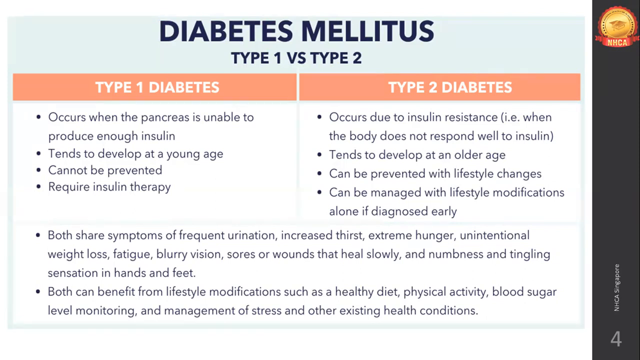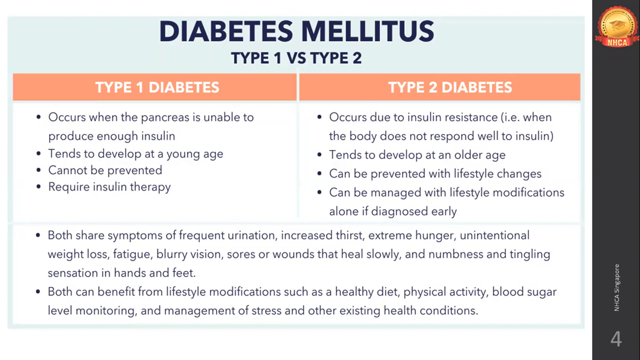It tends to develop at a much older age, but even in young adults it happens. Insulin resistance can begin as young as the teenage years or early 20s. It can be prevented with lifestyle changes, and can be managed with lifestyle modification if diagnosed early. Not every type 2 diabetes will require insulin therapy. Only when it becomes chronic diabetes and your pancreas gives up production of insulin is insulin therapy required.